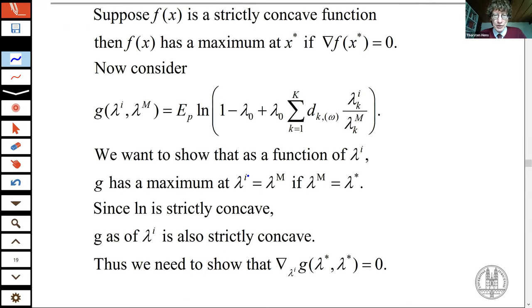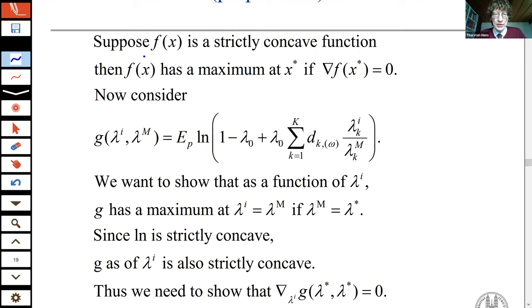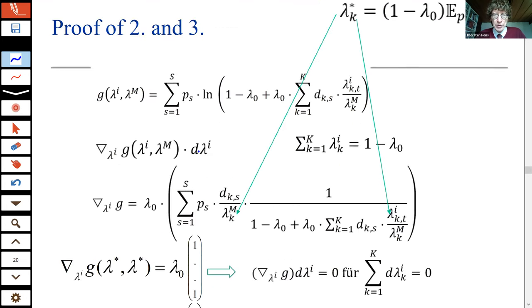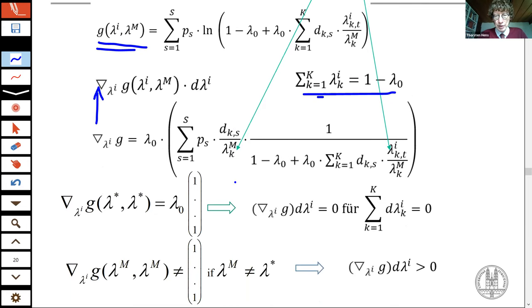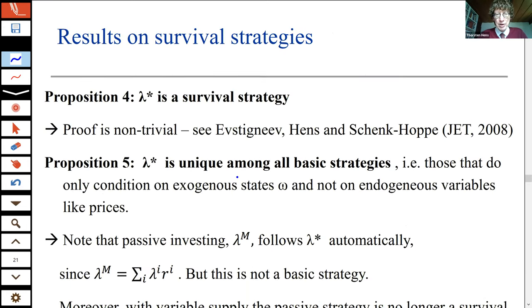This is school mathematics now. We want to find the maximum of the relative growth rate at a given point. You write the growth rate function, you take the gradient of the growth rate function, you have the restriction of the budget constraint, and then it's school mathematics. You can convince yourself, indeed, that at a point lambda star, this function finds a maximum.